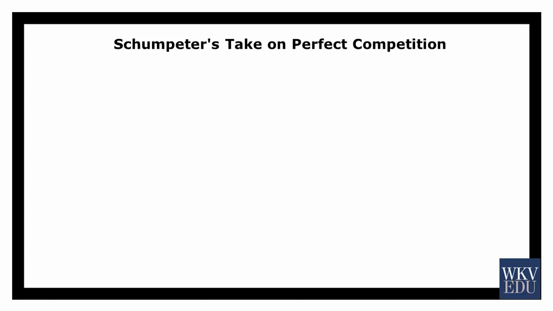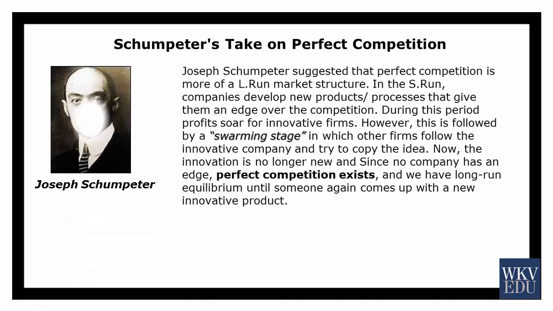Finally, we move on to the last section, where we see Schumpeter's take on perfect competition. Joseph Schumpeter suggested that perfect competition is somewhat a long-run type of market structure. In the short run, when companies develop more new products, get into more innovations, new ideas, those firms get an edge, an extra cushion over their competition. At this point, the firms enjoy economic profits. The firms love this point, because their profits rise to an unimaginable level.